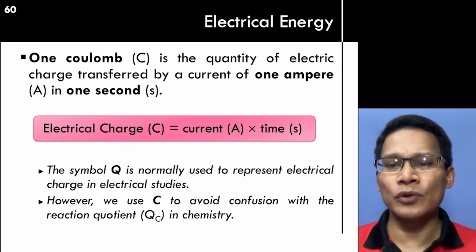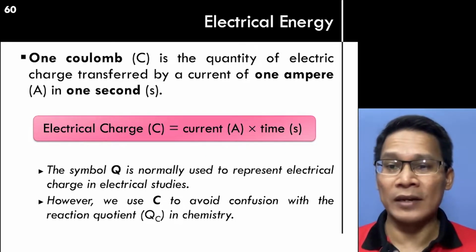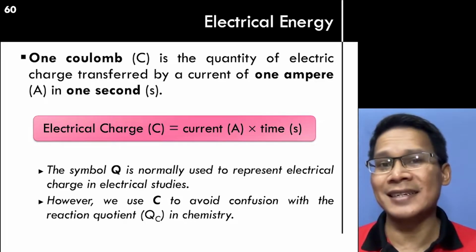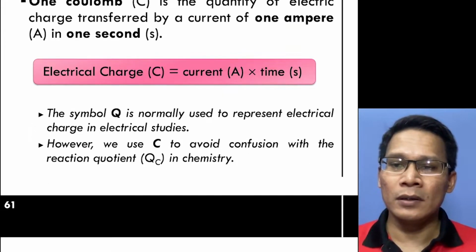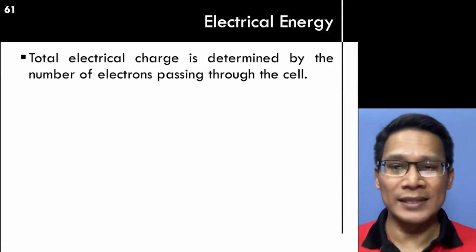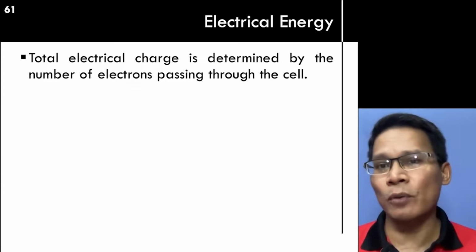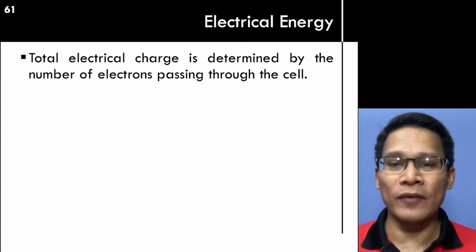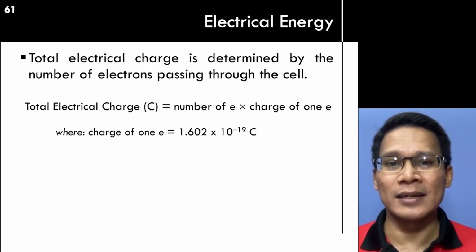Now, the letter Q is generally used to represent electrical charge. However, to avoid confusion with the reaction quotient or Q that we have learned earlier, we will use the letter C instead. The total electrical charge, or C, provided by the power supply during electrolysis can also be calculated by using the number of electrons that have passed through the cell.